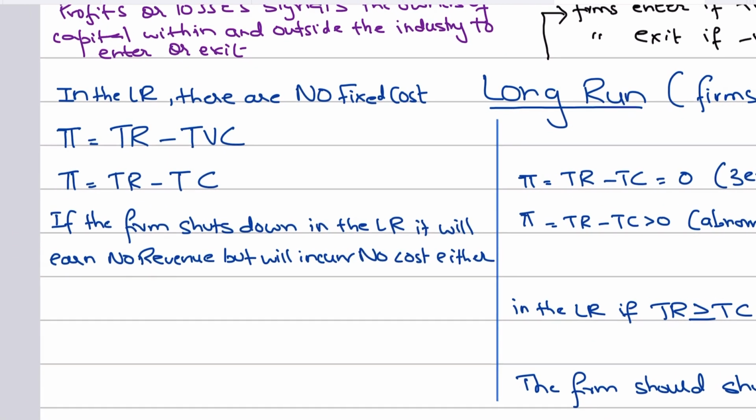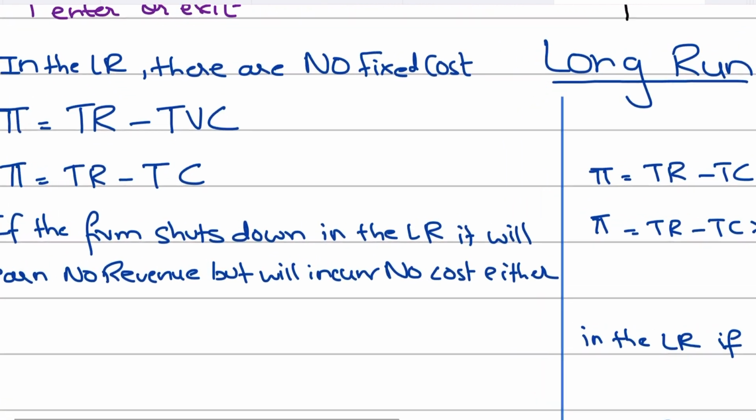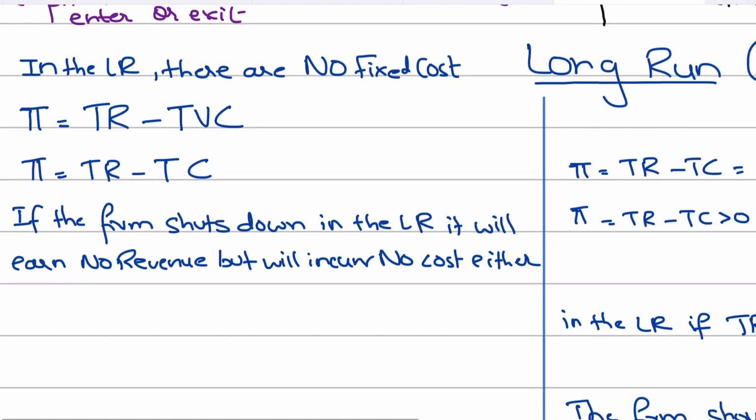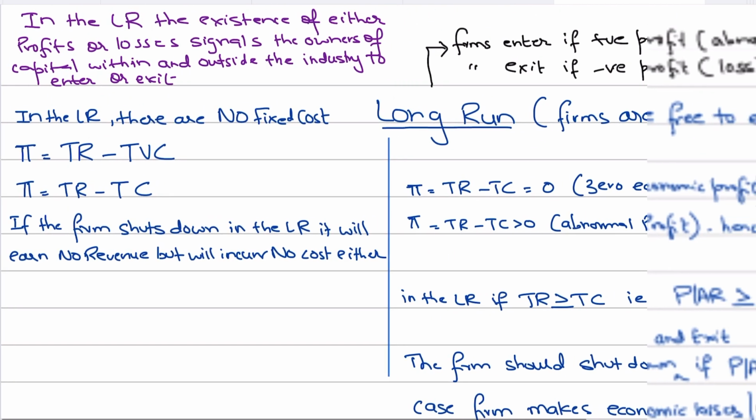Also remember that if the firm shuts down in the long run, shutting down in the long run means it shuts down and exits basically. So उसको revenue zero हो रहा होगा because it has closed, right? But it will incur no cost either, क्योंकि fixed cost होगी नहीं long run के अंदर. So it's not that it has to pay the fixed rent and the fixed cost that it had to pay in the short run, right? So you need to first know this concept.